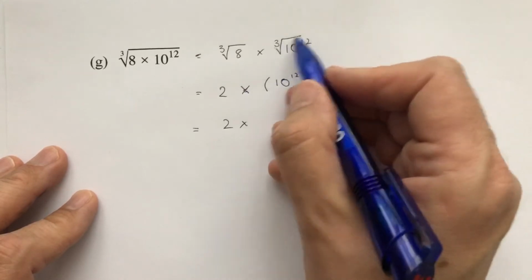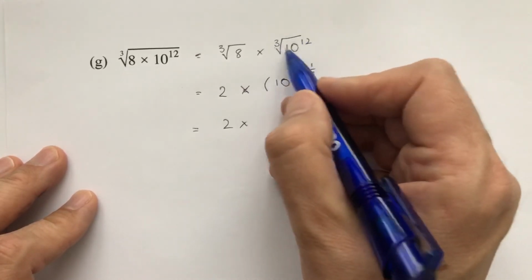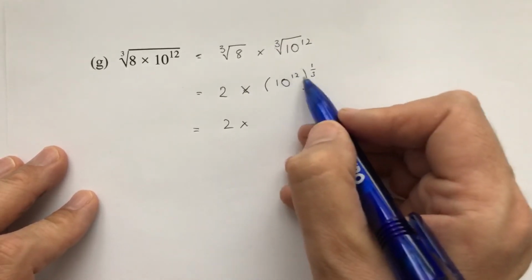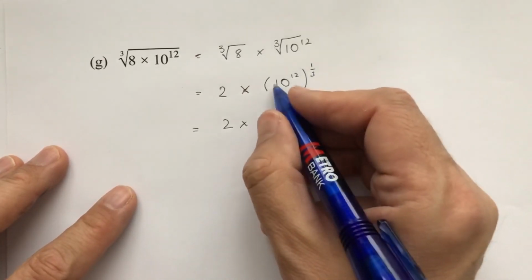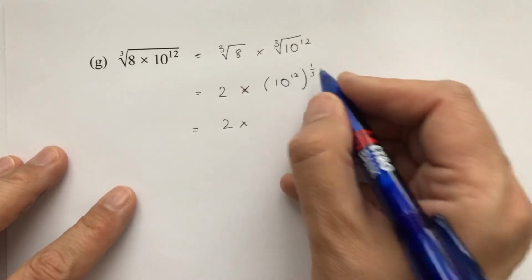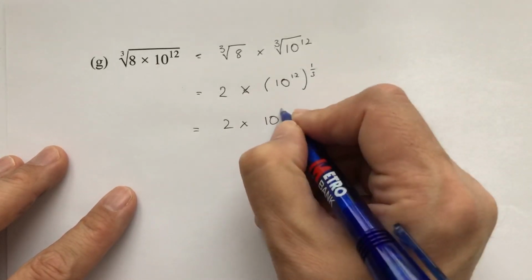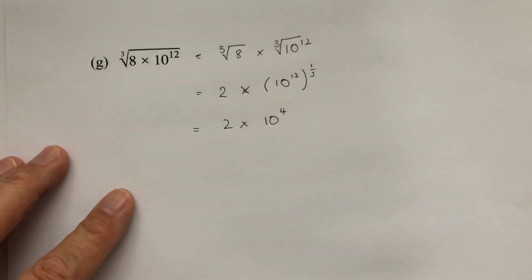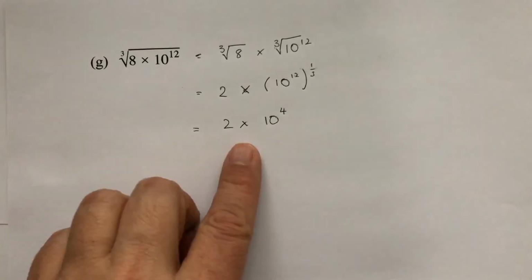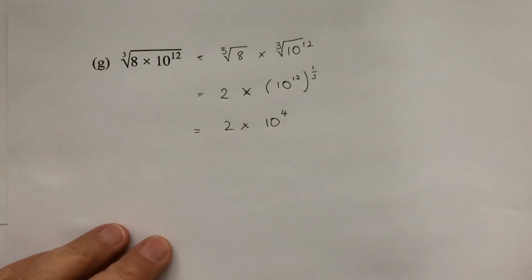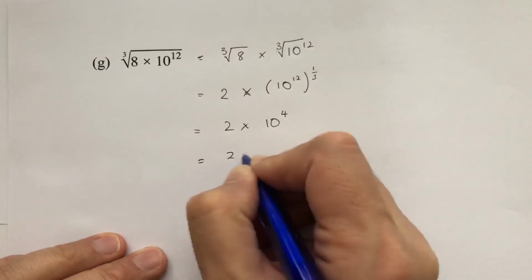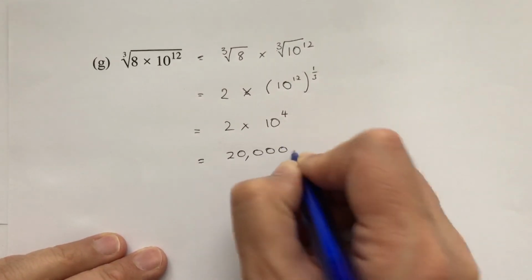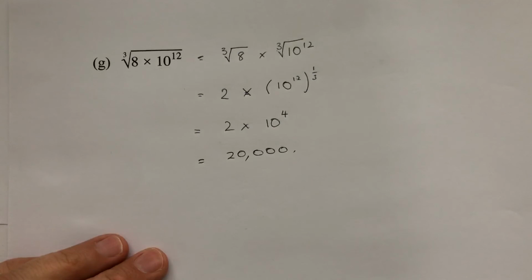So I've rewritten the cube root of 10 to the power of 12 as 10 to the power of 12 to the power of a third. So therefore we multiply these two numbers and we get 10 to the power of 4. And so that's the number written in scientific notation or standard form, which of course, if you want it as a regular number, you could call it 20,000, depending on what the question asked you.